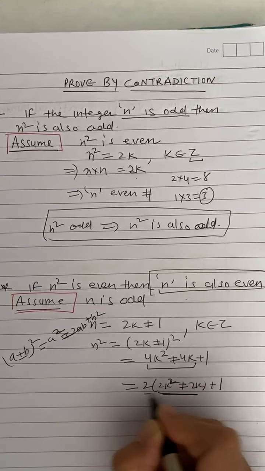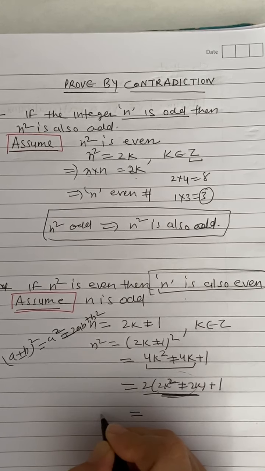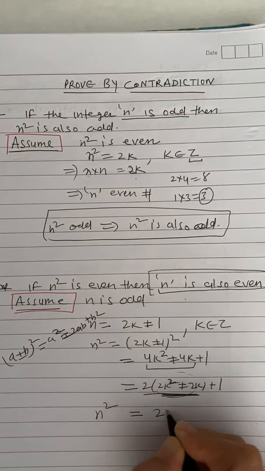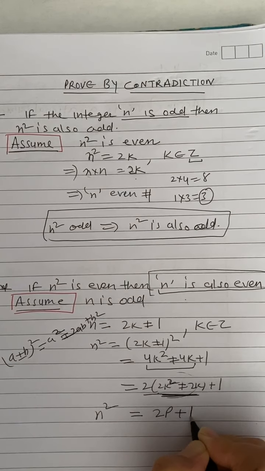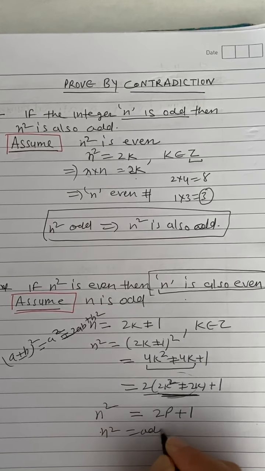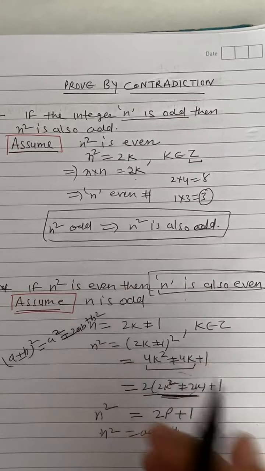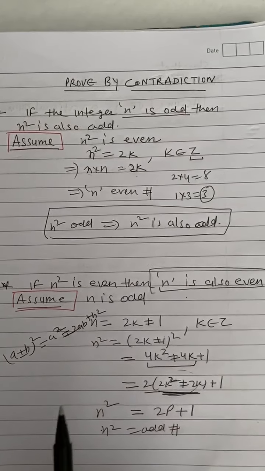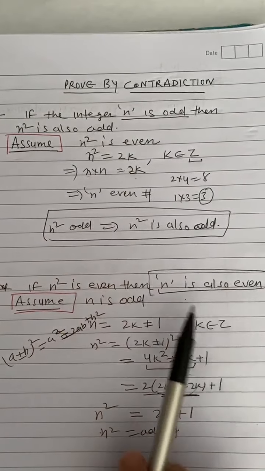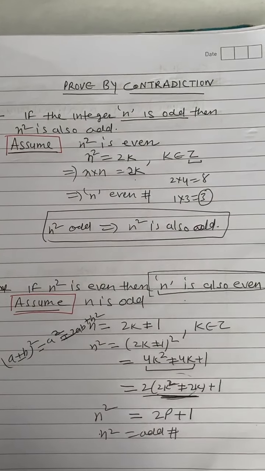Now this part is an even number, so I can represent this again as n squared equal to 2p plus 1. And so I got n squared as an odd number, whereas n squared was given to be an even number. Again, by using proof by contradiction, we showed that if n squared is even, then n is also even.